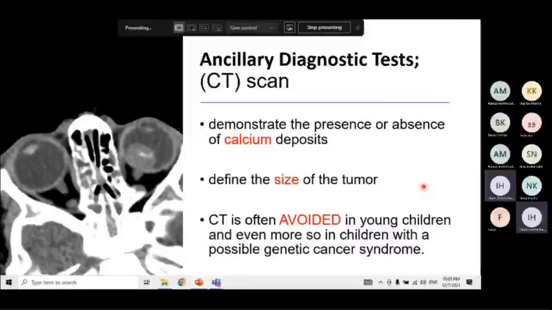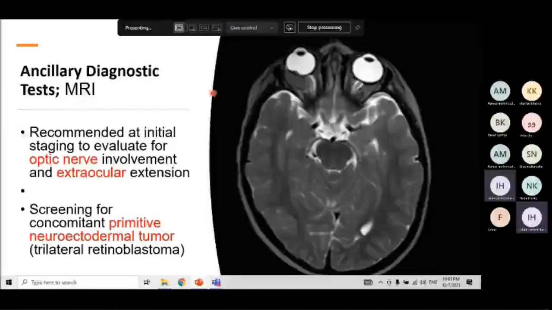CT is not preferred, especially in young children, because it imposes giving a dose of irradiation, which may activate the second hit in some more cells. So it's better to avoid the CT scan. What's important is that it can show the calcium, but we usually go for the MRI. The advantages of the MRI.